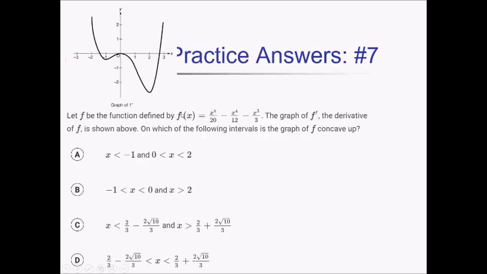On this problem, we're given the function f, it's this polynomial here. We're also, interestingly enough, given the graph of f prime, and we want to know where f is concave up. So one way to do this would be to do some sign analysis on f double prime. A slightly faster way to do it, since we already have the graph of f prime, is just to see where f prime is increasing, because increasing f prime means concave up for f. And we see that f prime appears to be increasing from -1 to 0, and also from 2 to infinity.